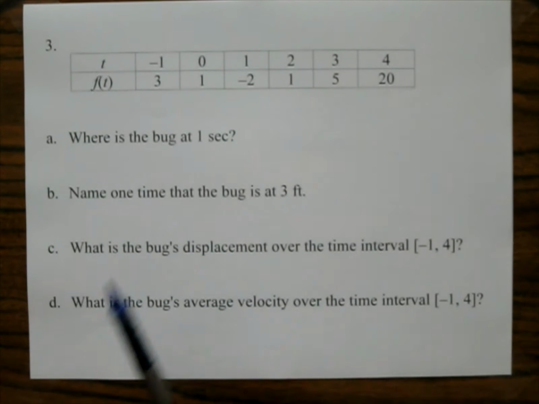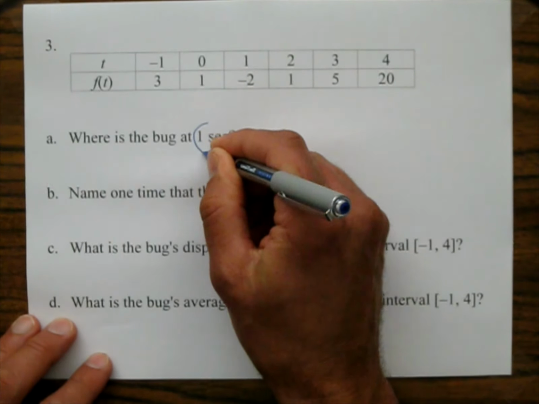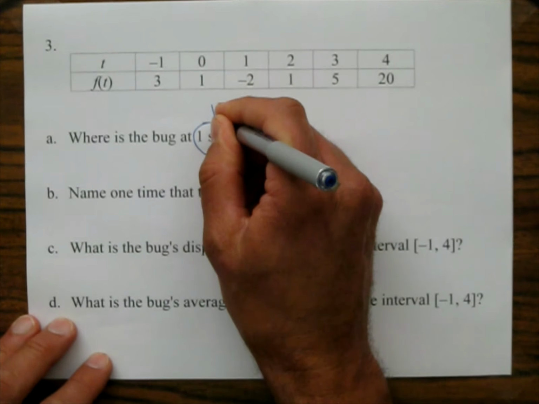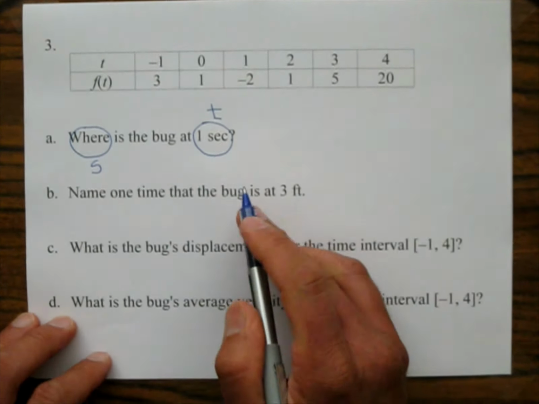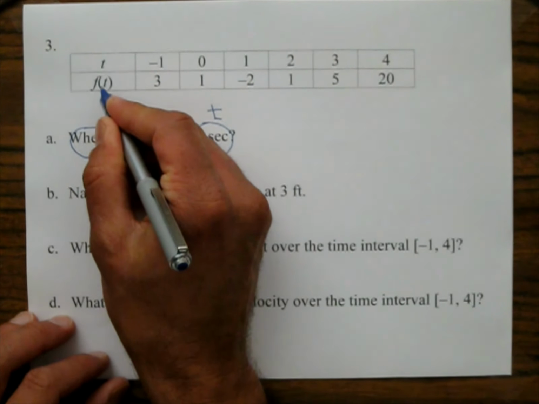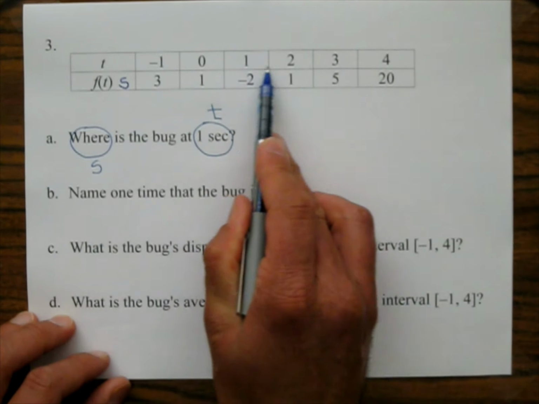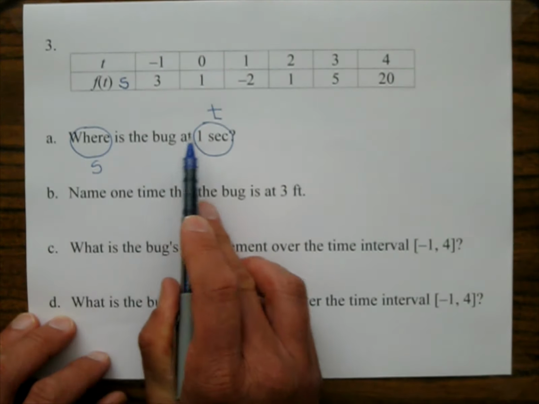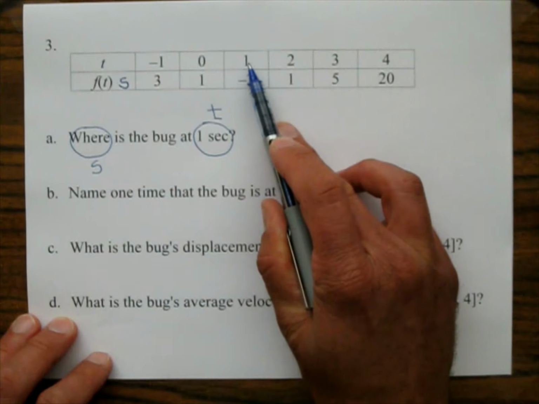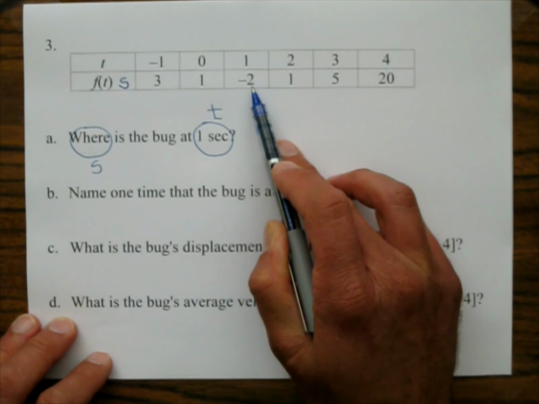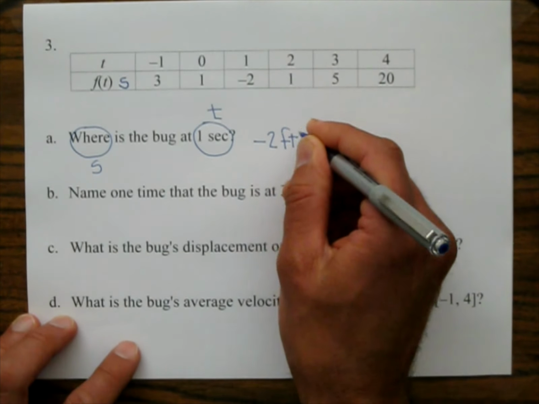So let's go ahead and answer some questions. Where is the bug at 1 second? 1 second is the time, and they're asking for position. Here's time, and then this right here, this f of t, you can think of that as s. So here's the times, here's the positions. So we're going to look at time 1 second. And time 1 second is right here, so the position is -2, and we've got to put our units. -2 feet.